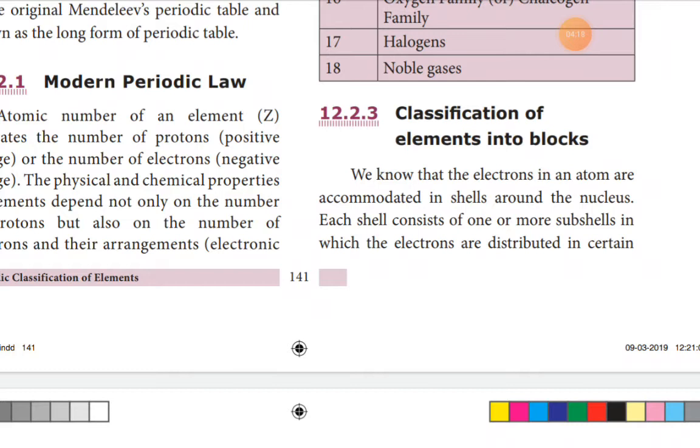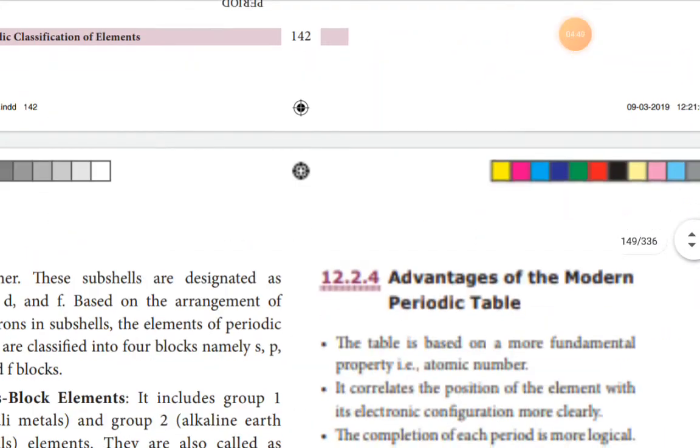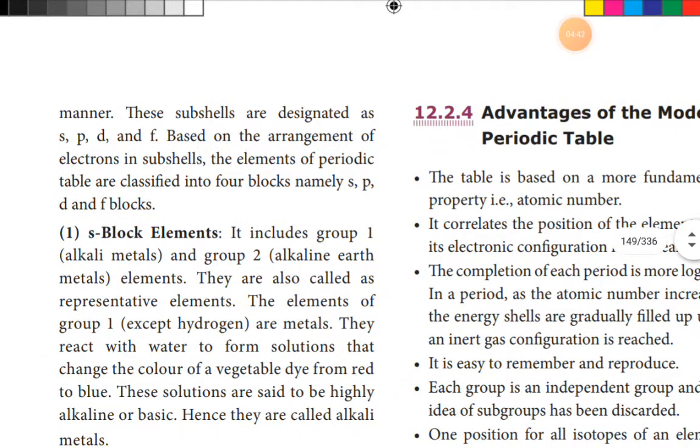But now we are going to study that not only primary shells, there are subshells also. Actually, electrons are distributed in the subshells. Each primary shell may have one or more subshells. There are 4 subshells: s, p, d and f. We write these subshells in small letters, and K, L, M, N we write in capital letters.